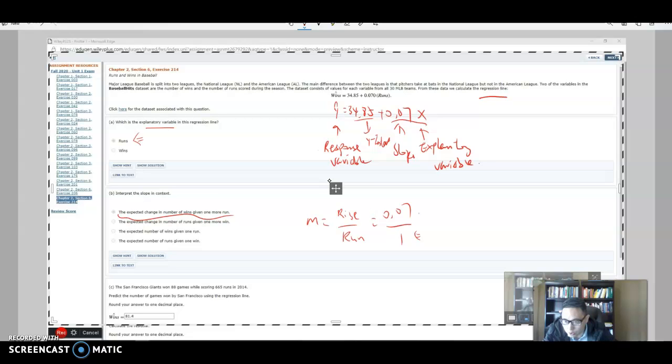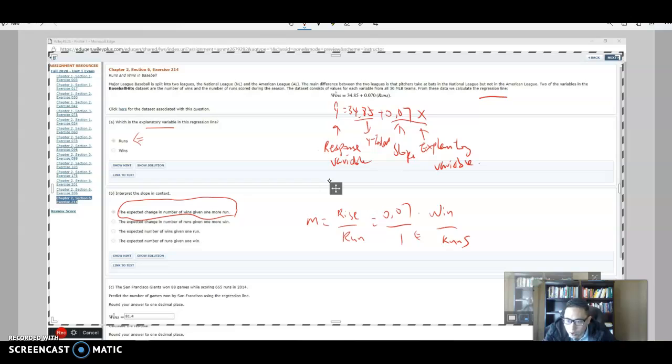For every additional one more run, the change in wins is 0.07. The slope here is wins divided by runs, so for every additional run, wins increase by 0.07. Okay, so that's number B.